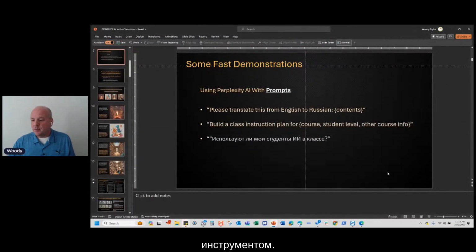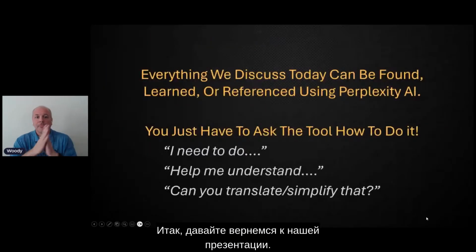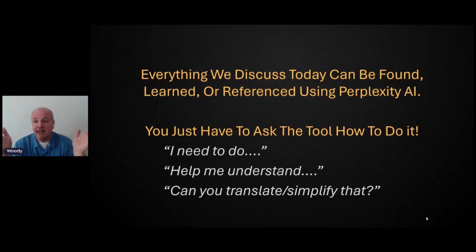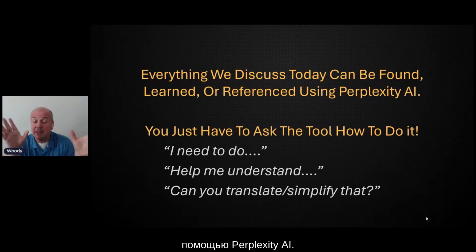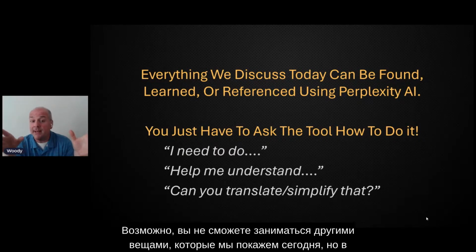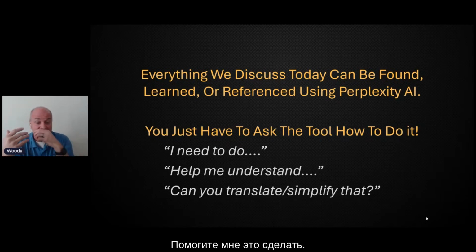So let's go back to our presentation real quick. Everything we discussed today can be found, learned, or referenced using Perplexity AI. You might not be able to do some of the things we showed today, but it will certainly tell you where to go and how to do them. You just have to ask the tool, help me do this. Help me understand this. Can you translate or simplify this? And my favorite one is, can you dumb it down a little?